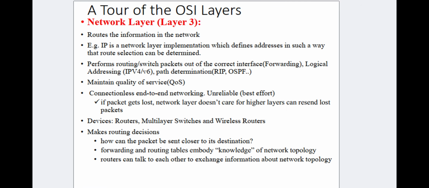It maintains quality of service, QoS, with connectionless end-to-end networking. It is unreliable, best effort: if a packet gets lost, the network layer doesn't care, so higher layers can resend lost packets. Devices such as routers, multilayer switches, and wireless routers make routing decisions. How can the packet be sent closer to its destination? Forwarding and routing tables embody knowledge of network topology. Routers can talk to each other to exchange information about network topology.